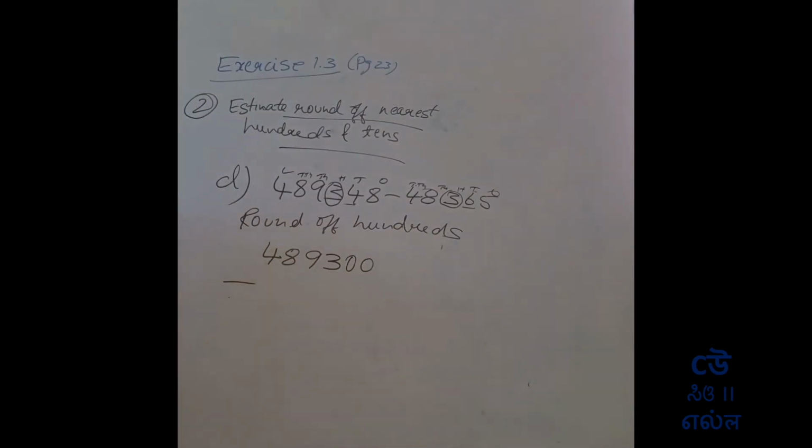Next we have 4, 8. Next we have 6. 6 is greater than 5, so 3 is increased by one number, that is 4. Okay, so if we subtract these numbers, what is the answer we'll get? 440900. Okay, this is the answer we'll get after subtracting.